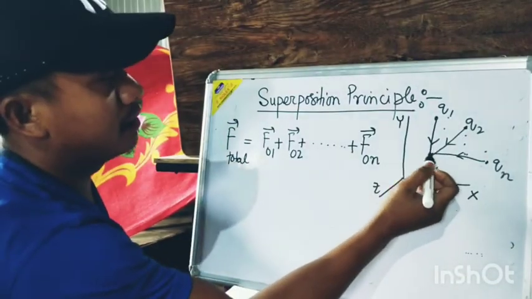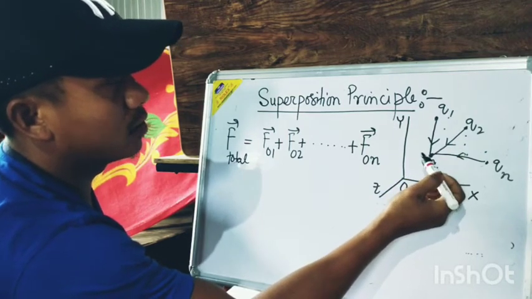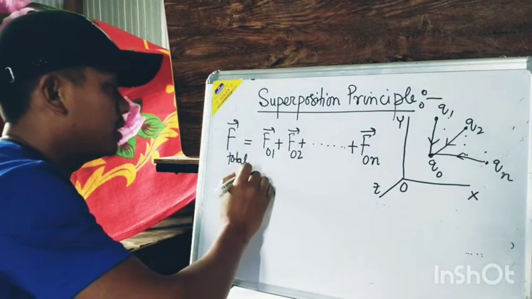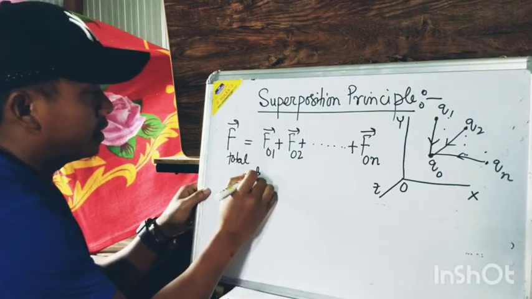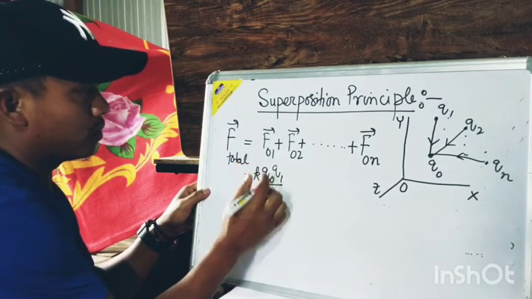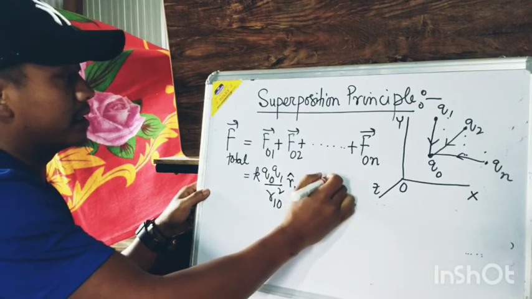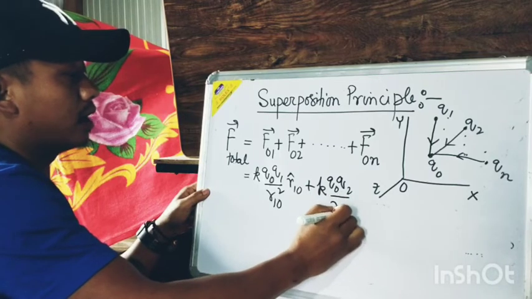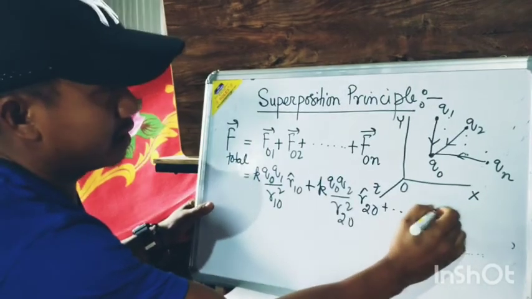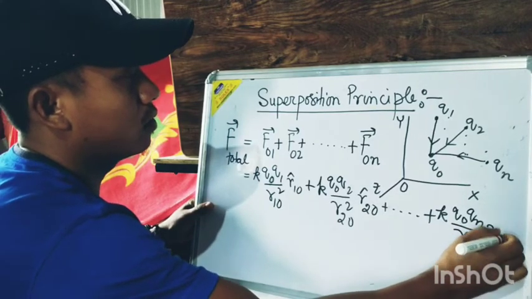The force exerted on q0 by q1, the force by q2, the force by q3, up to the force by qn, we sum all of these. We use Coulomb's law in vector form: the first is K q0 q1 divided by r10 square, r10 cap. Similarly, the second is represented by K q0 q2 divided by r20 square, r20 cap. Similarly, the nth term is K q0 qn divided by rn0 square, rn0 cap.